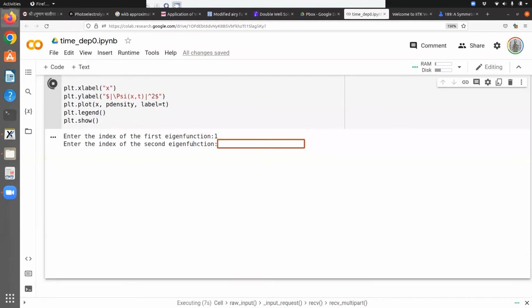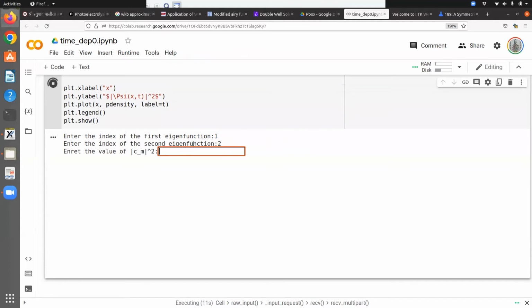Now we use the same wave function, that is m equal to 1 and n equal to 2, and Cm square is 0.5. Now the time is equal to 1.0472.